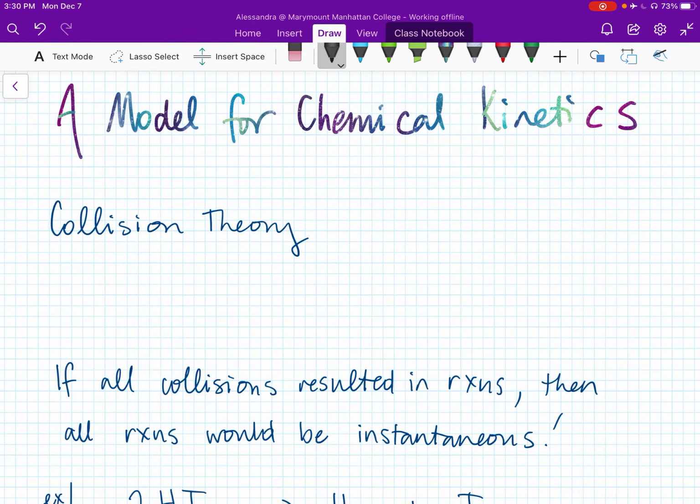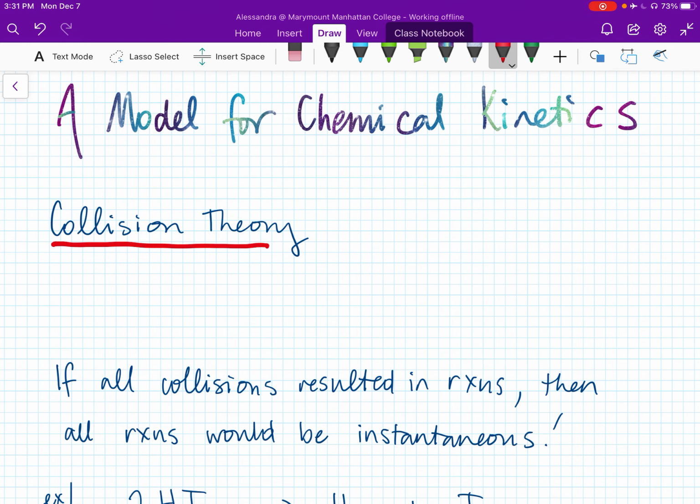So now that we're done discussing differential rate laws and integrated rate laws, I want to get into the theory of chemical kinetics. We're going to use several different concepts to develop a model for chemical kinetics. And in this lecture, I want to discuss collision theory, how molecules collide so that bonds get broken in the reactants and new bonds formed to make products.